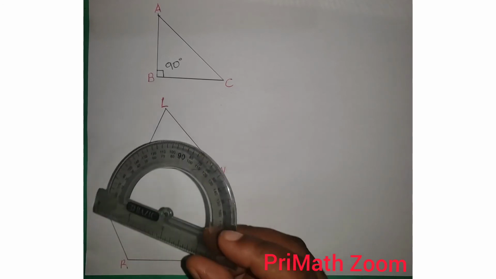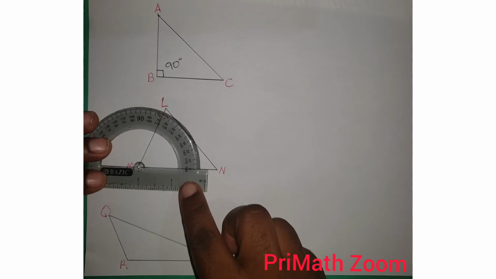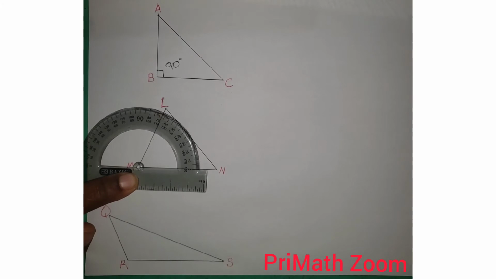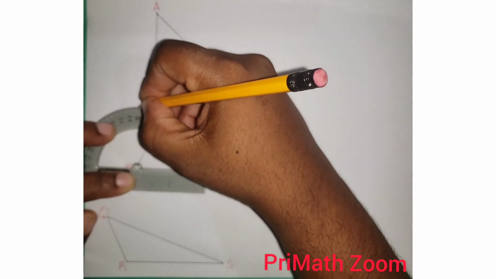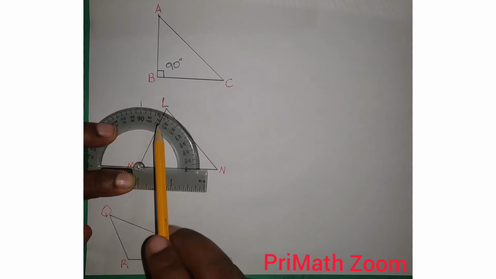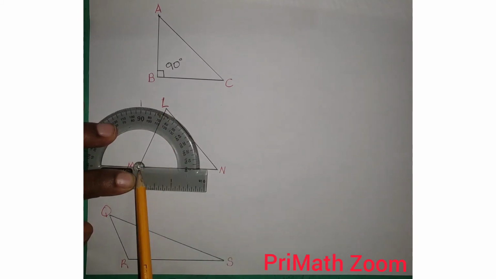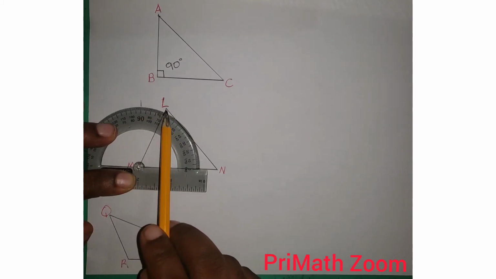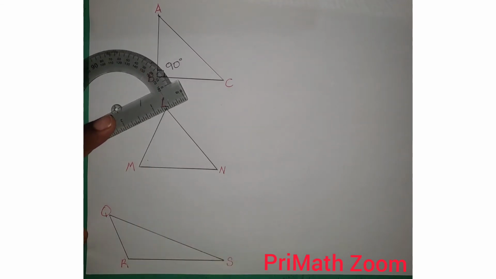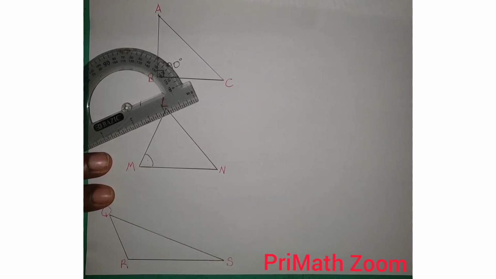Let us check the second one. So again, we're going to put our protractor on a straight line, right in the center here. Now 90 degrees is up here, but you would realize that the other side, this side here, is all the way over here. So no, this angle is less than 90 degrees. So this angle is not a right angle. What we can do, we can put something like that to show that it's not a right angle.